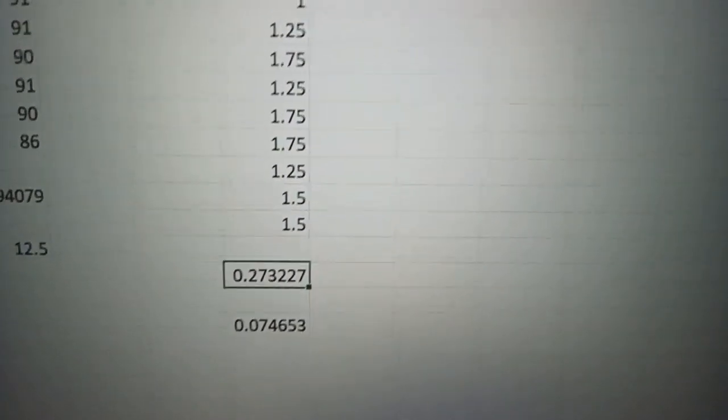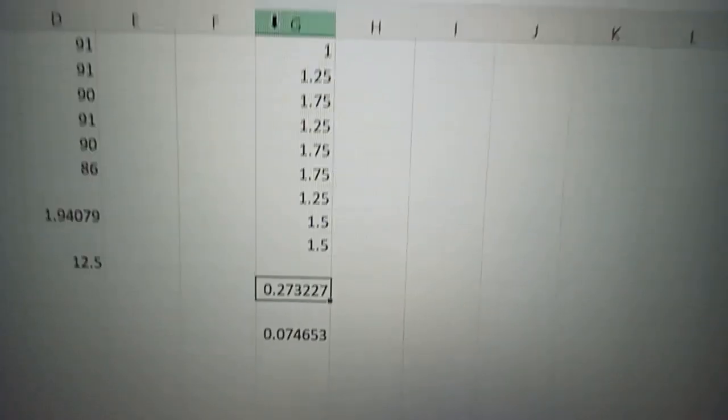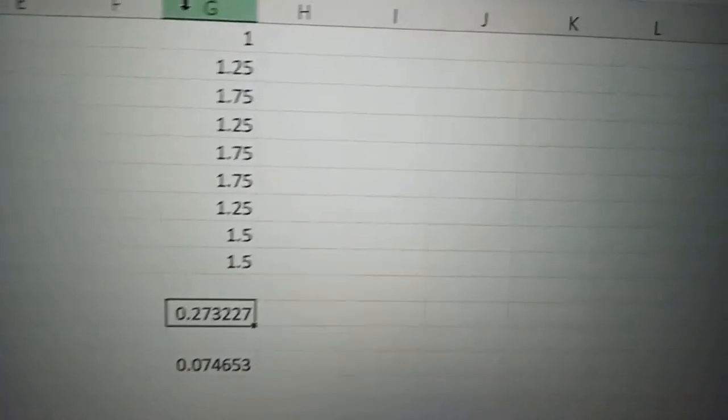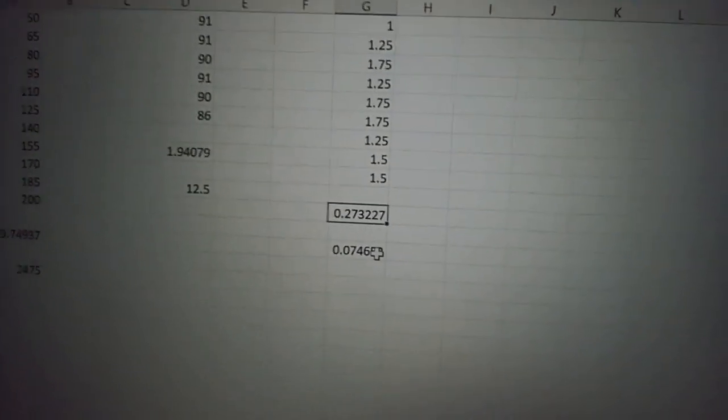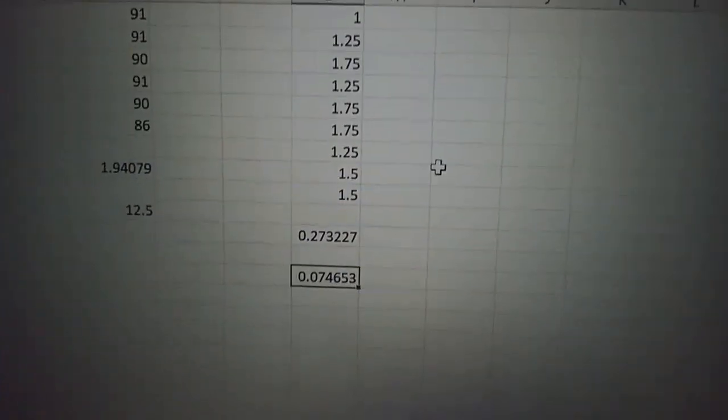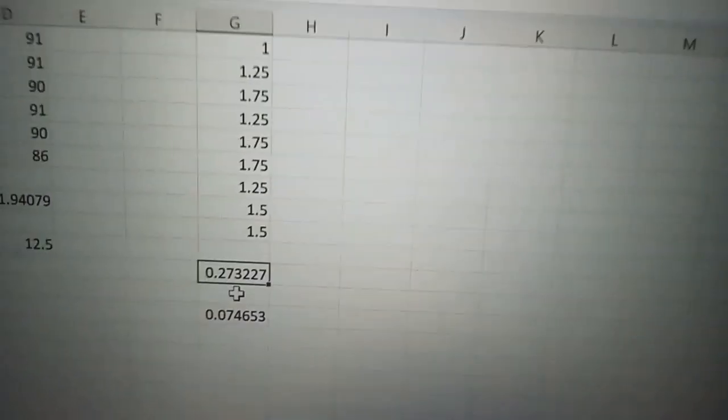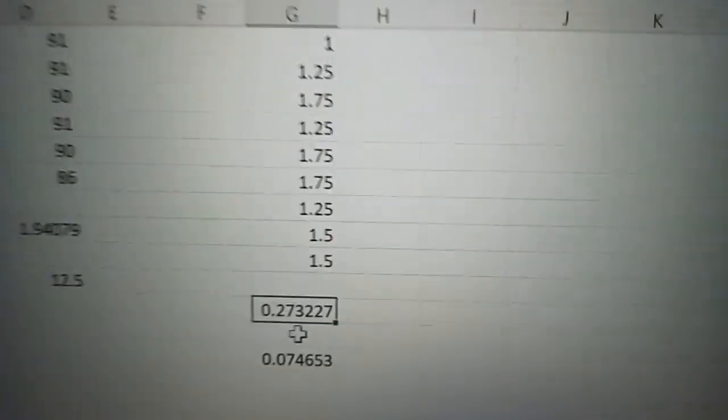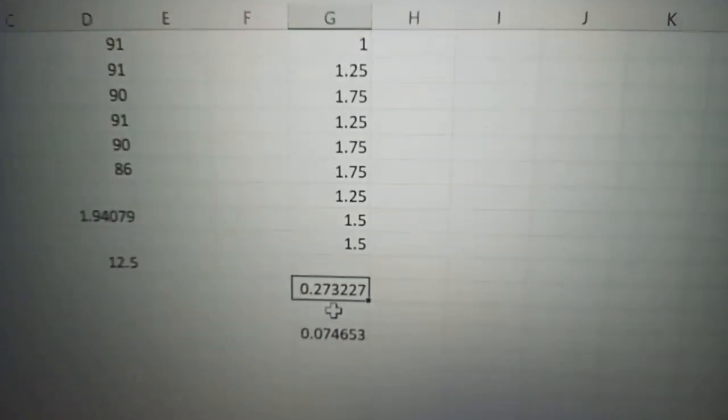So if you look at this, 0.273227 is the standard deviation of this data right here, of this set of numbers. The variance is 0.074653 right here on column G. And S, we used S because it is a sample of the data.